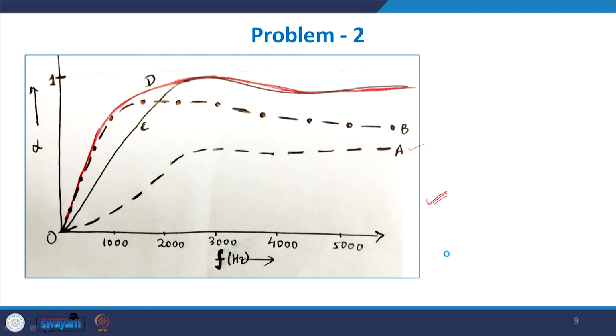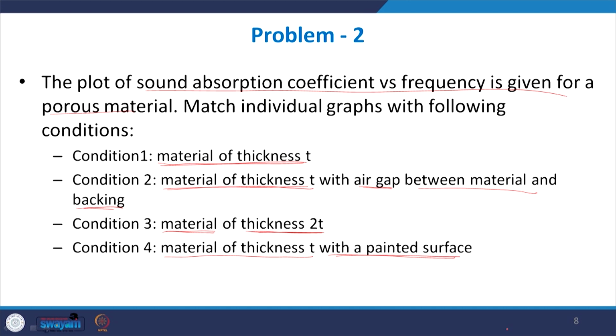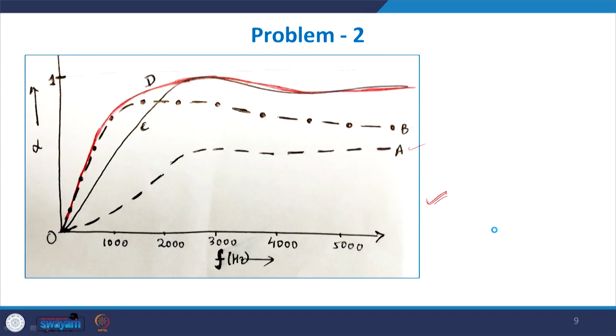First of all, let's see condition 4, which will be very obvious. The condition is that the material has a painted surface. As we were studying about porous materials, I told you that when you paint the surface, all the pores get clogged. In that case, alpha reduces drastically, because the absorption of the material depends on it allowing most of the sound waves to pass through it, and then these waves get dissipated. The more the sound waves can pass through the material, the more will be the absorption.